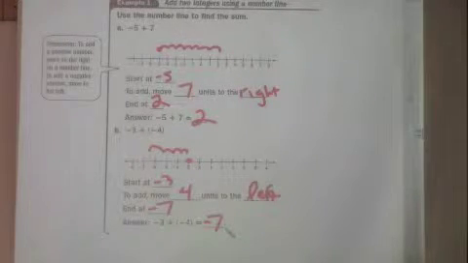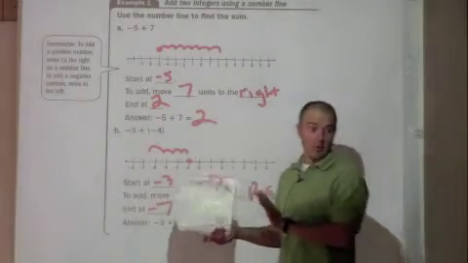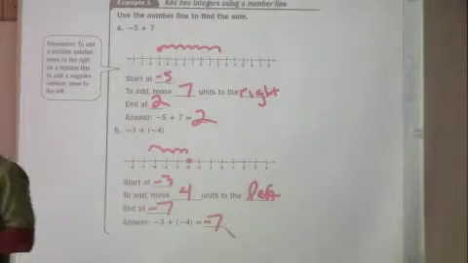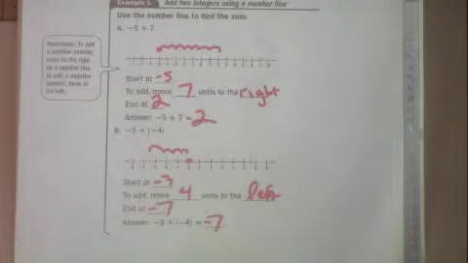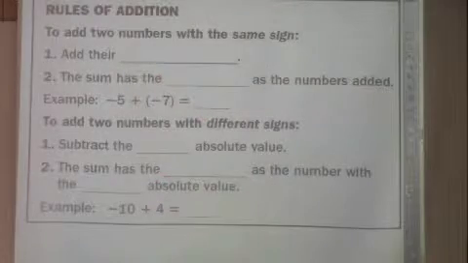Now, we want to be able to do this without a number line. We're going to teach you some mental math tricks for how to add and subtract positive and negative numbers. But if you really needed to resort to a number line, I suppose you could always fall back on it.